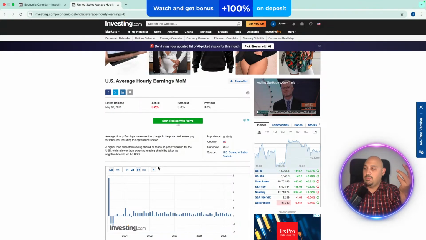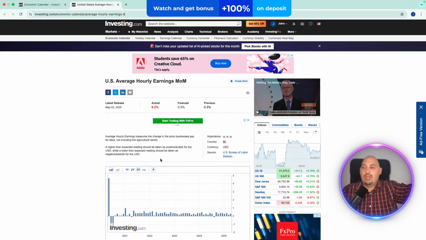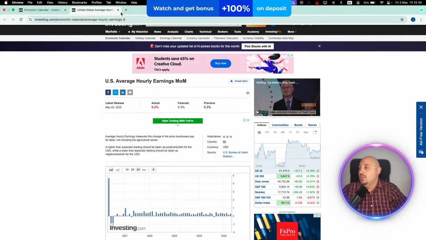So a higher than expected reading should be taken as positive or bullish for the United States, which means that if I'm paying more for labor, what does it mean? It means that my business is growing, it's booming, I have money, and I respect my employees, and I want to pay them because they deserve it. So positive, right?